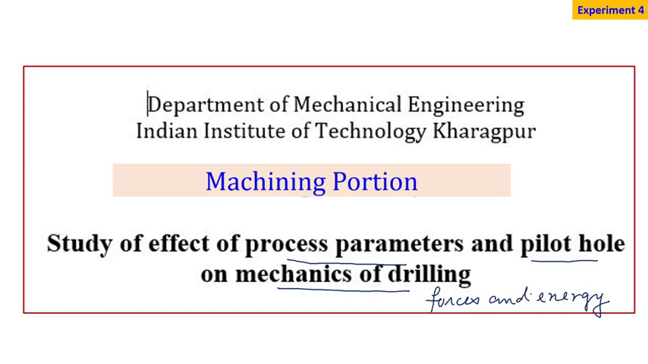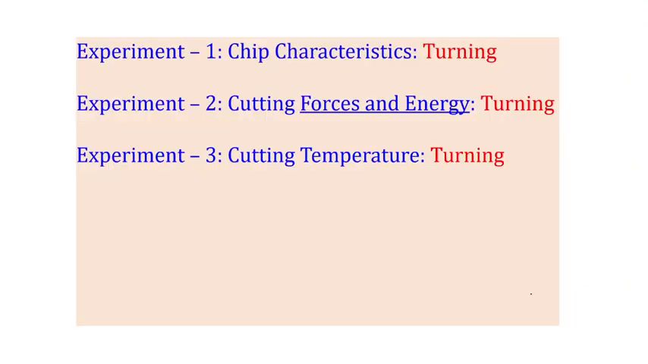Let us summarize what we have done thus far. We have done 3 experiments: experiment number 1, experiment number 2 and experiment number 3. All of them are on different machining characteristics. One is on chip characteristics, one is on cutting forces and energy, another one is on cutting temperature. These are very important machinability characteristics.